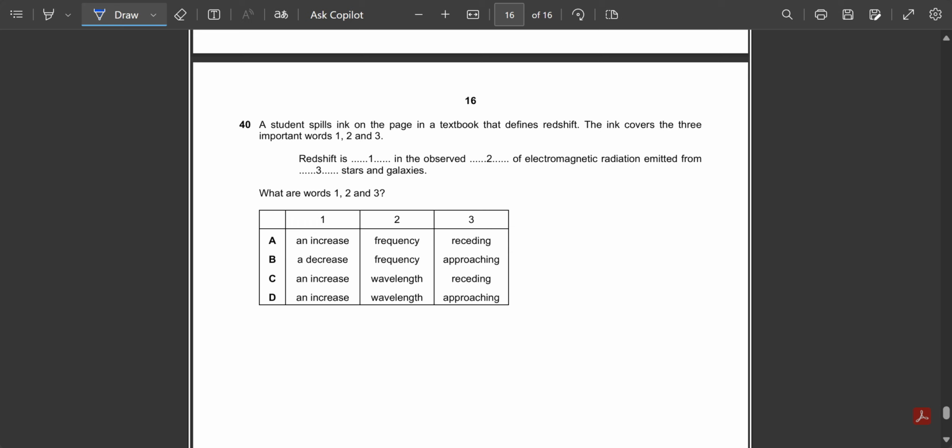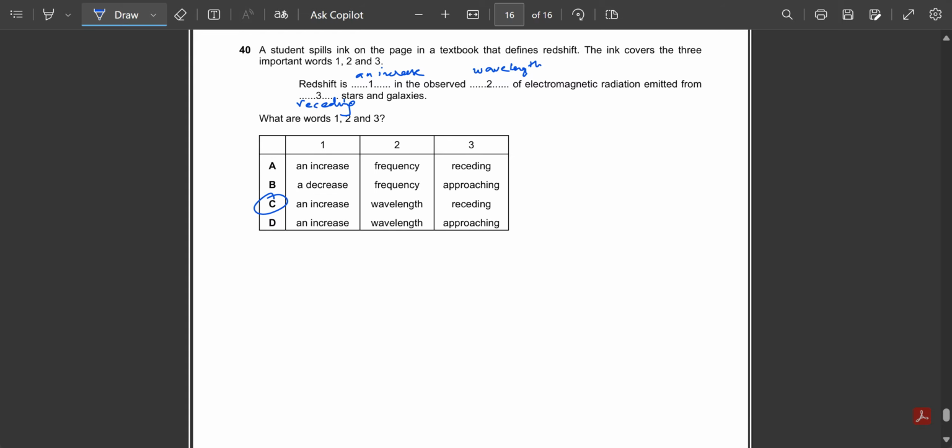Okay, a redshift is an increase in the observed wavelength of electromagnetic radiation emitted from receding stars and galaxies, because the stars and galaxies are always moving away. So that's it.